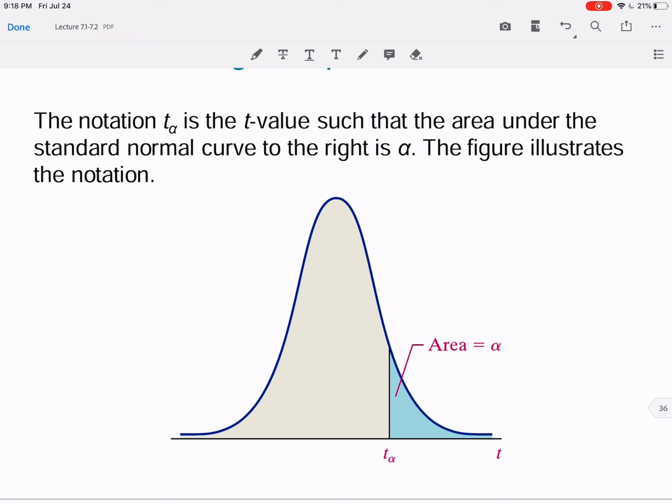And then let's take a look at the notation. The notation T sub alpha is the T value such that the area under the curve to the right is alpha.